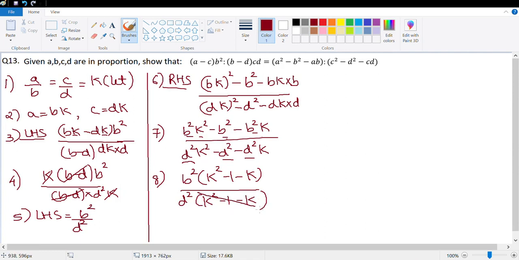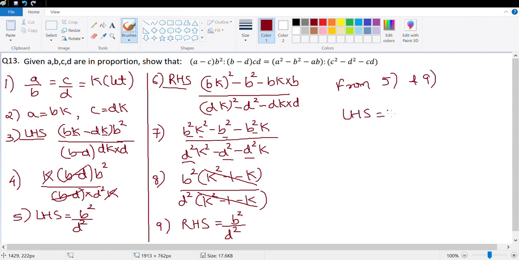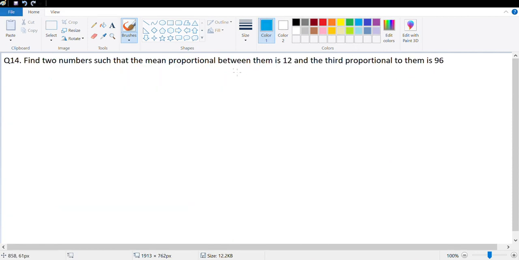This and this get cancelled from the numerator and denominator, which means right hand side is equal to B square upon D square. So from number 5 and number 9, we have left hand side is equal to right hand side is equal to B square upon D square, hence proved. So that's what they wanted us to do, we've been able to prove that left hand side and right hand side are equal. Good, let's look at the next question. The next question that we do is question number 14.